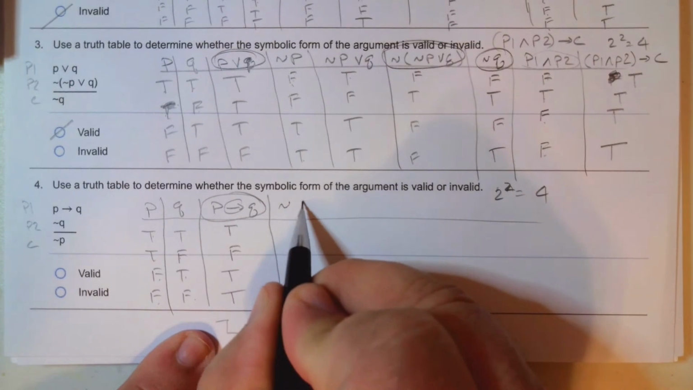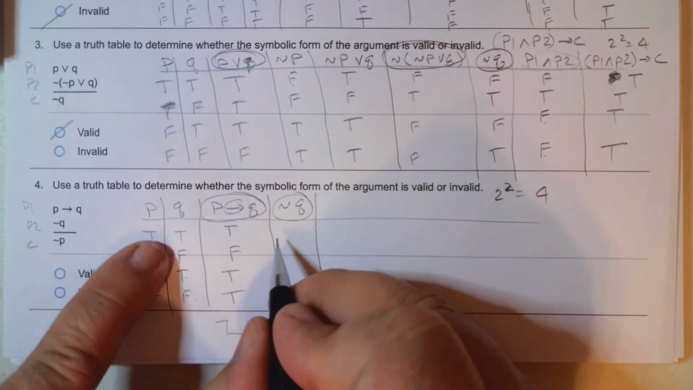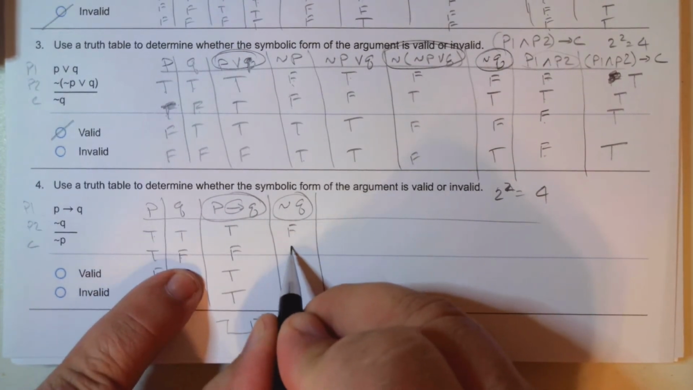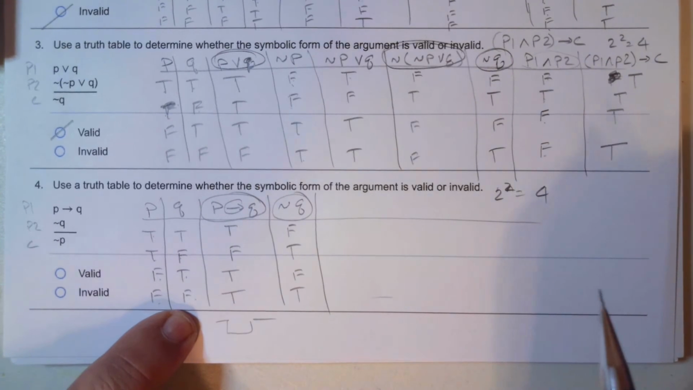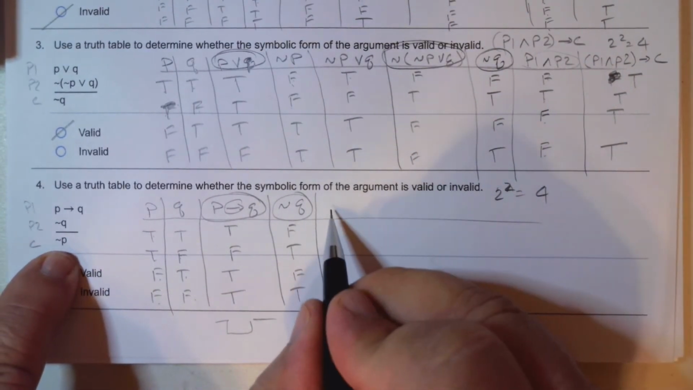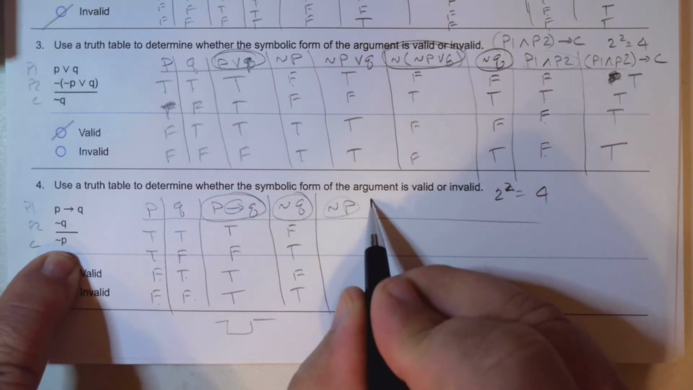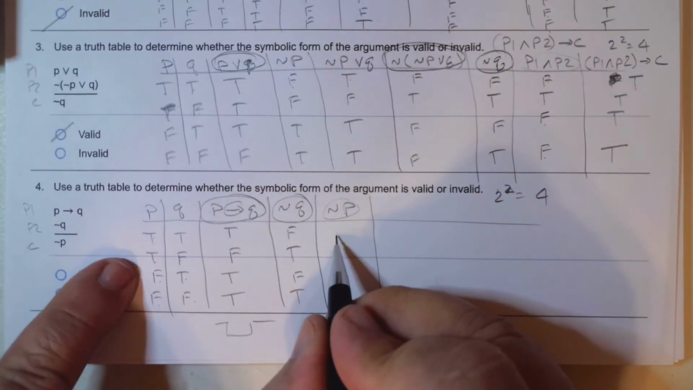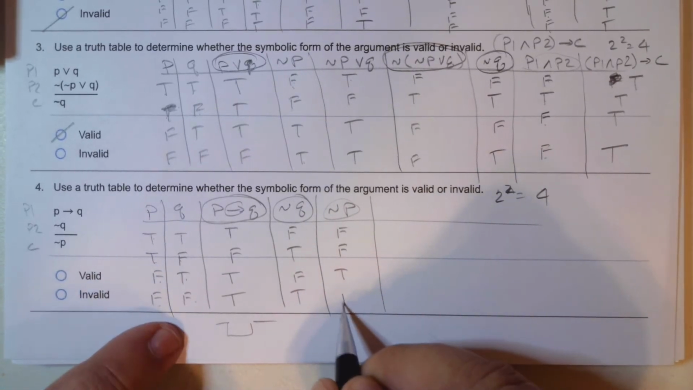Our premise 2 is not Q. So false, true, false, true. Now we have to look at our conclusion, not P. So it's false, false, true, true.